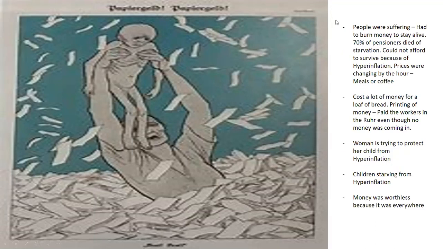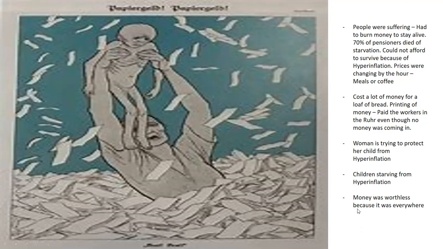What knowledge have you got? People had to burn money to stay alive. The amount of pensioners that died during this period was actually up by 70%. Prices were changing by the hour. You could give the example of the coffee or meals, and restaurants couldn't print menus. The reason there's so much money is because of what happened in the Ruhr. You could talk about this. You could talk about children starving from hyperinflation, and about how a loaf of bread cost 200,000 billion.